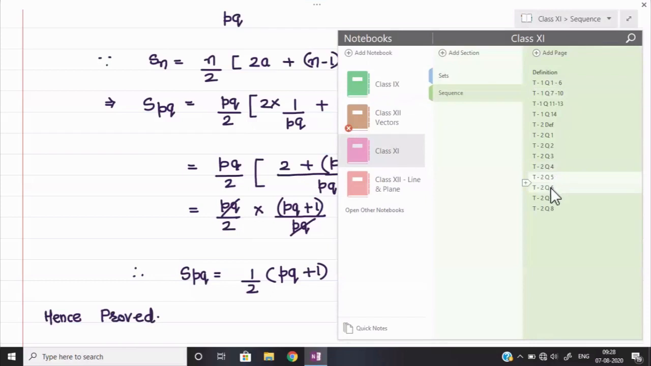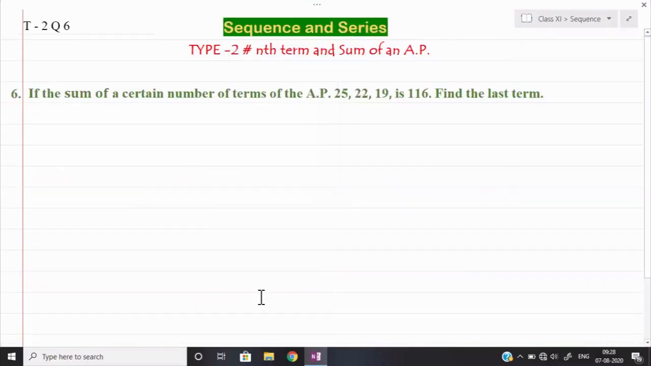Sorry, question number 6. What we have given here: if the sum of a certain number of terms of the AP is 116, we have to find out the last term. So let us write down the given things first, then we can easily find out the required things.